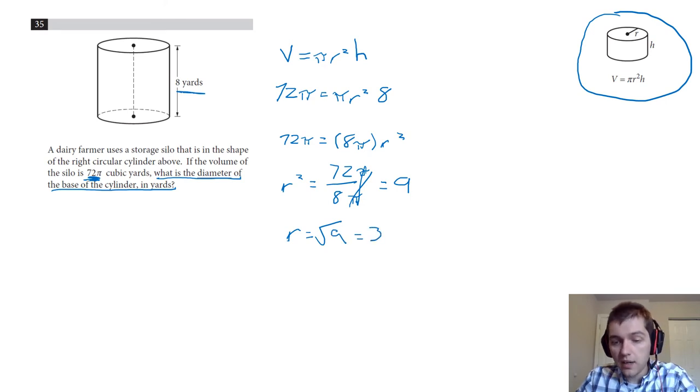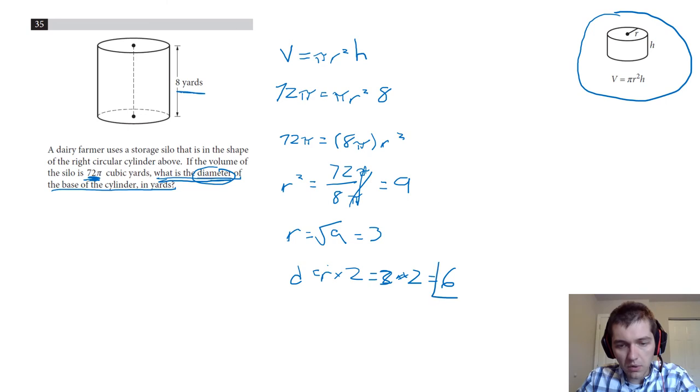So that means that the radius of your cylinder is equal to 3, but careful not to bubble that in. Always go back to what they're asking you for, and they're asking for what is the diameter of the base of the cylinder. So diameter is equal to radius times 2, equal to 3 times 2, is equal to 6. So go ahead and bubble in 6 as the diameter of the cylinder.